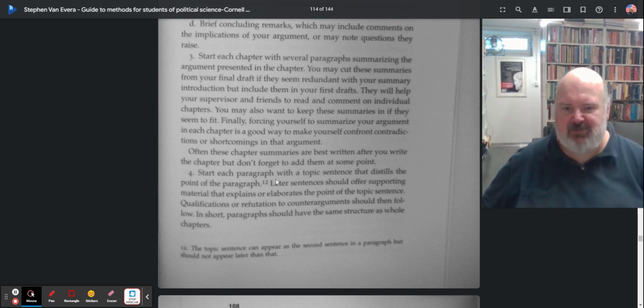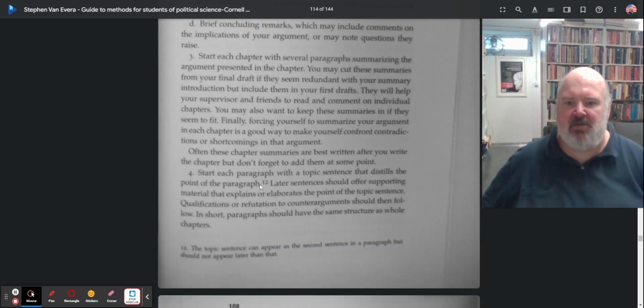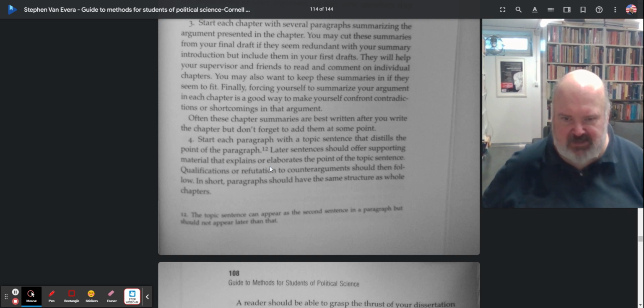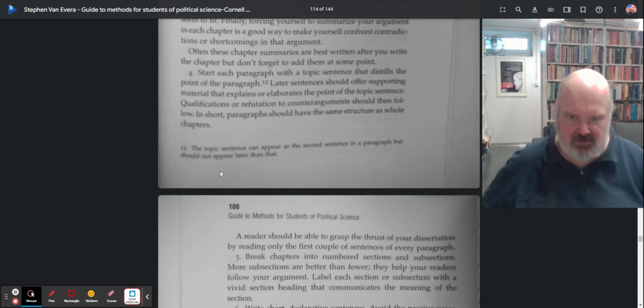Four, start each paragraph with a topic sentence that distills the point of the paragraph. Topic sentences should appear as the first or second sentence in a paragraph, but should not appear later than that. Later sentences should offer supporting material that explains or elaborates the point of the topic sentence. Qualifications, refutations or counterarguments should follow. In short, paragraphs should have the same structure as the whole chapter.